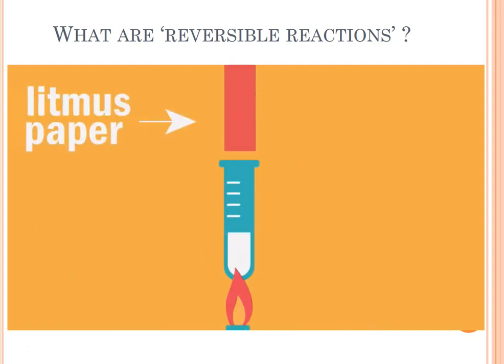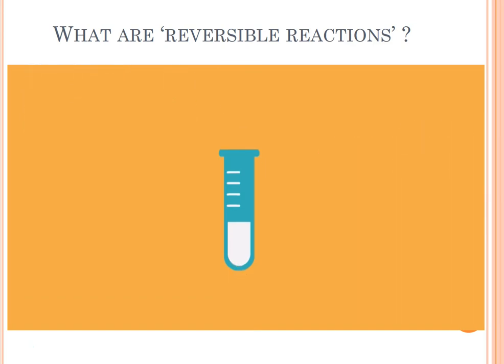If we hold red litmus paper at the mouth of the boiling tube, it turns blue, which confirms the presence of ammonia. Blue litmus paper turns red, which confirms the presence of hydrogen chloride. Remove the boiling tube from the heat and let it cool.